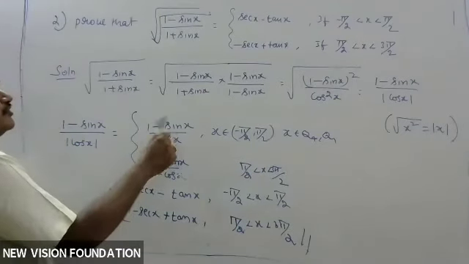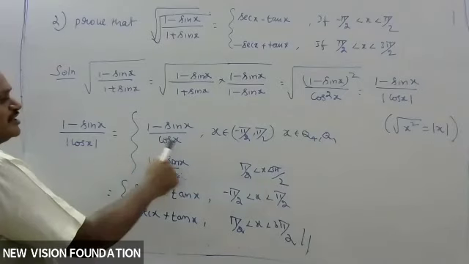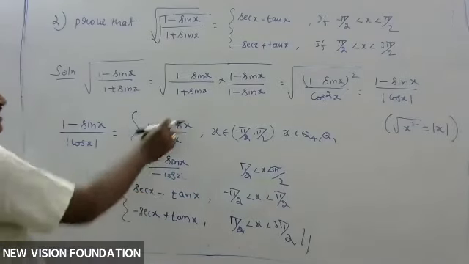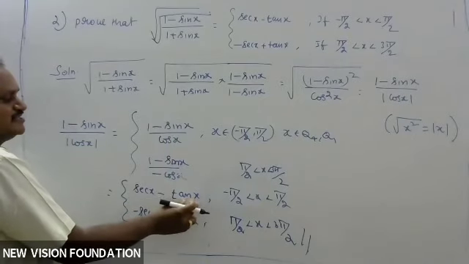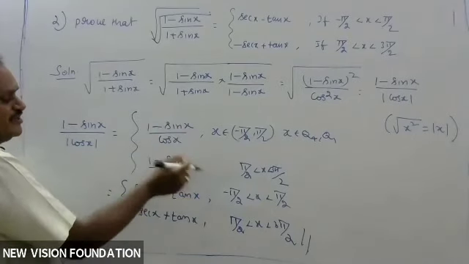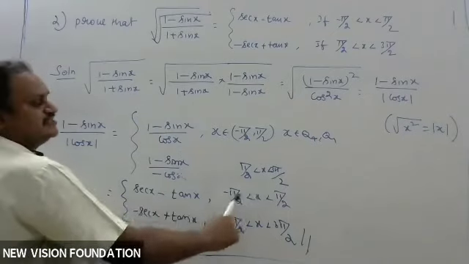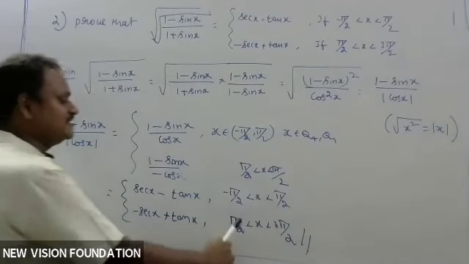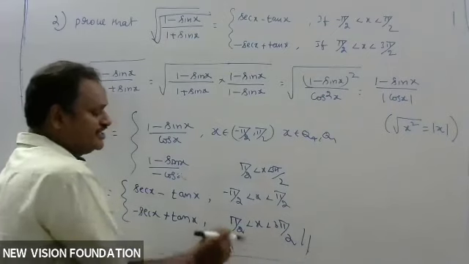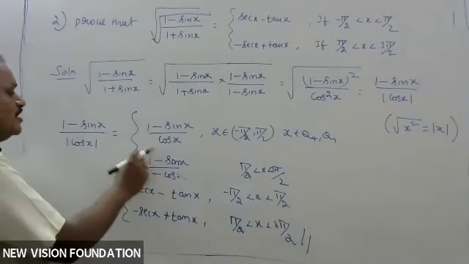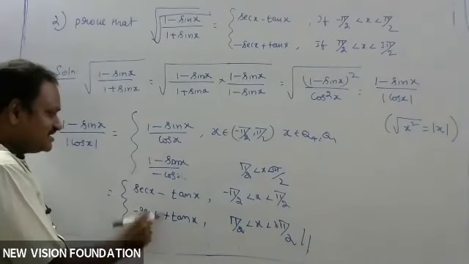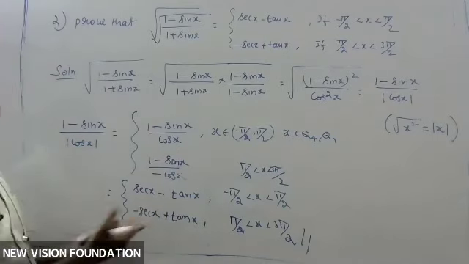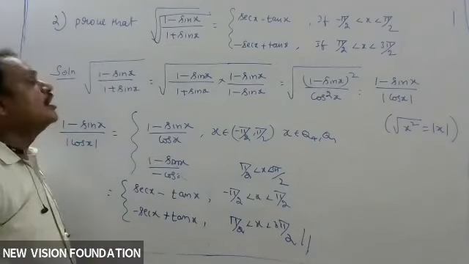And you know, in the fourth quadrant, modulus cos x becomes cos x. So now this becomes 1 by cos x, that becomes secant x, minus secant x by tan x becomes minus sin x by cos x, which becomes minus tan x. When x lies in minus 90 to 90 degrees, you are having this. When x lies in 90 degrees to 270 degrees, this becomes 1 by minus cos x, which becomes minus secant x, minus sin x by minus cos x becomes plus tan x. This is the way how we will prove this problem.